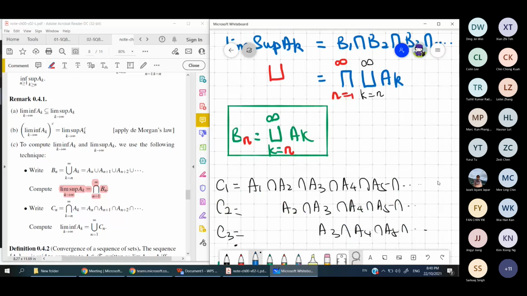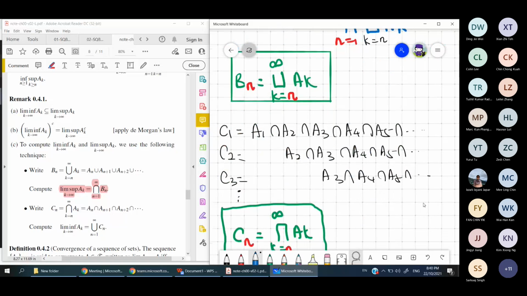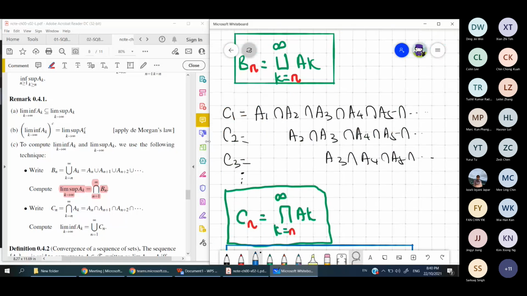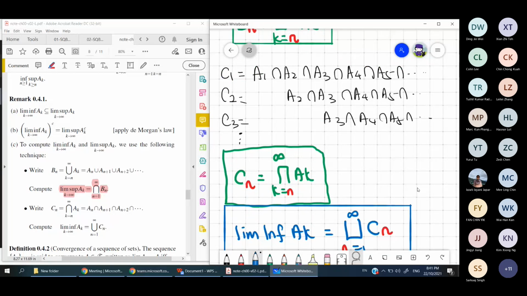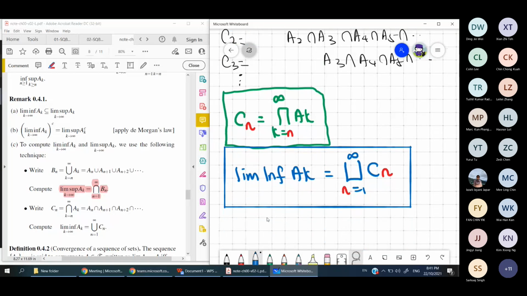For the next one it will be similar. To compute the limit infimum, instead of the union, we take the intersection first. C1 will be A1 intersect A2 and so on. And then C2 will begin with A2, and so on. After that, we take the union of all the Cn to get the limit infimum.